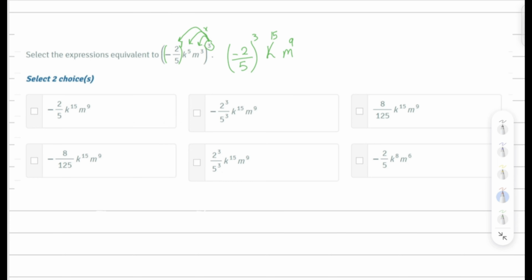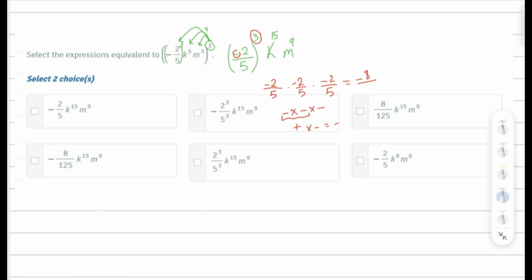Okay. Now let's try to simplify it more. Look at the fraction. We have negative 2/5 raised to the third power, which means that we're going to multiply the negative 2/5 by itself 3 times. Let's do the sign first. Negative times negative times negative. Negative times negative is positive. Positive times negative is negative. One more time. We said in the previous video that if the exponent is odd, we're going to still have a negative answer. So the answer will be minus 2 times 2 times 2 is 8.